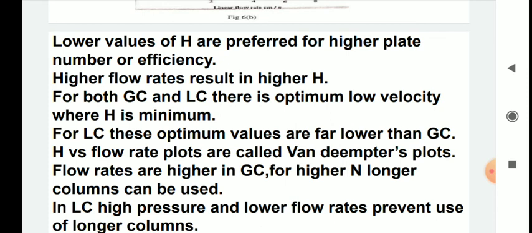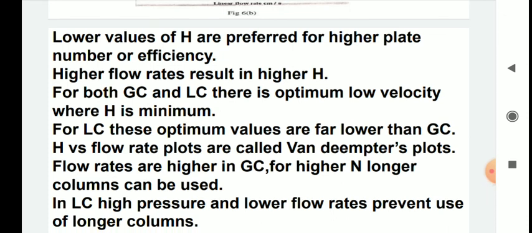In the case of GC, you can use higher flow rates, and because the H value is large for GC, you can use a longer column, and the formula is N is equal to L by H. So if you use a longer column, L will compensate for the higher value of H, and you can achieve a better separation. Ultimately we want a higher value of N. Either you decrease H, or you increase the column length.